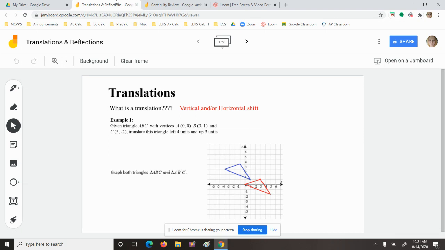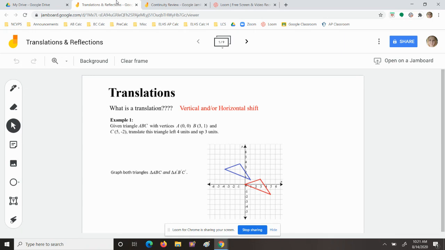The first one that we're going to look at is translations. You may have seen this before, but let's talk about what is a translation. A translation is a vertical or horizontal shift, or it could be both. So we're moving left, right, or up or down. I have an example here for you guys to take a look at.